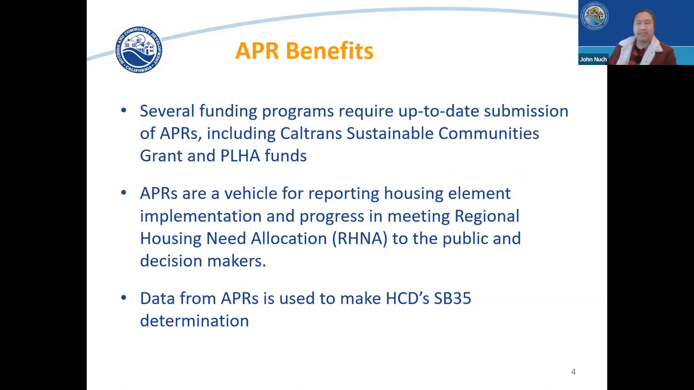APRs are woven into numerous state oversight and funding programs. Several funding programs require up-to-date submission of APRs, including the Caltrans Sustainable Communities Grant and Permanent Local Housing Allocation, or PLHA, funding program. APRs are how jurisdictions report progress in implementing the housing element and meeting the regional housing need allocation, or RHNA. The data helps HCD understand successes and challenges from cities and counties statewide, and this information can help inform future housing policy. Finally, data from APRs is used to make HCD's SB 35 determination, also known as a streamlined ministerial approval process.